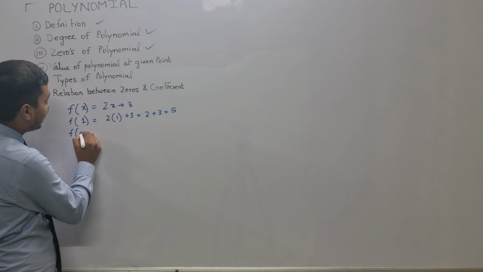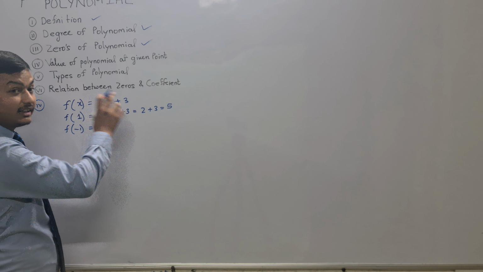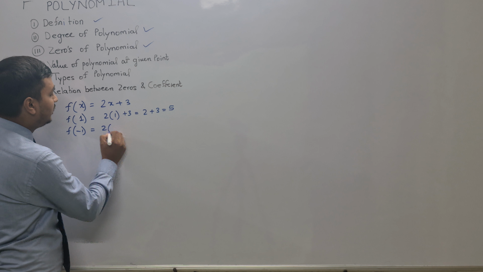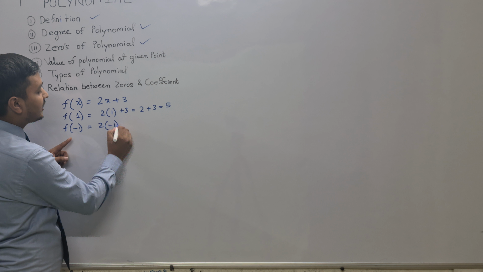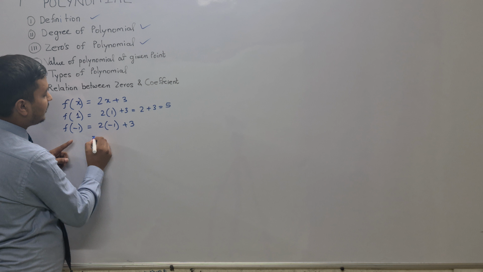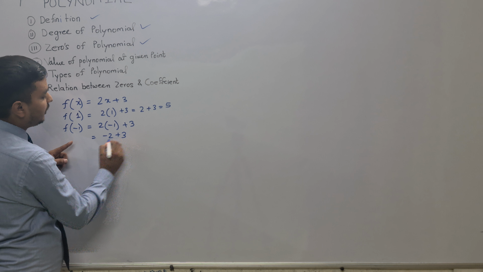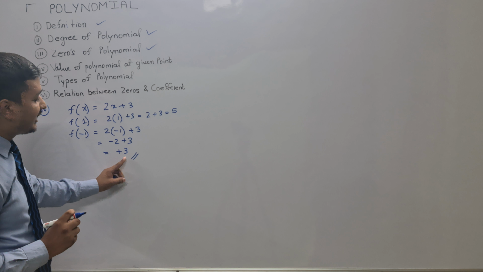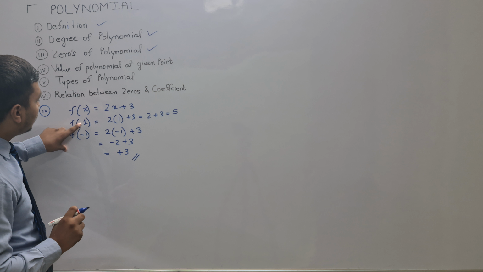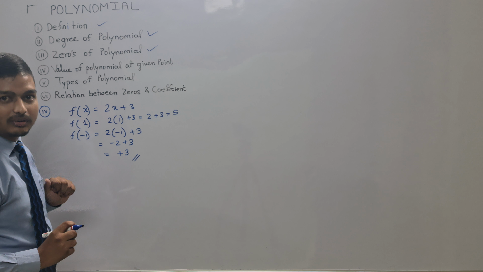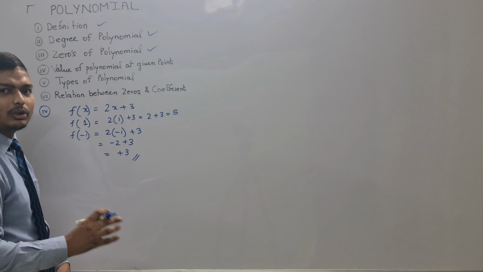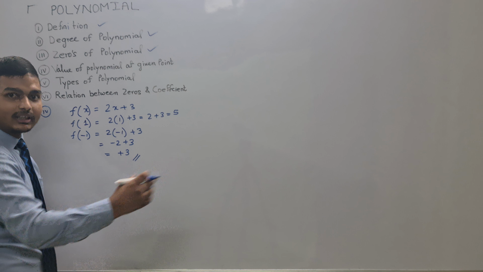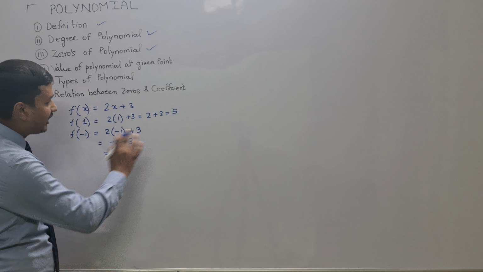Similarly, suppose they provide minus 1, or any negative number. Then our function will remain the same. In place of x, I write minus 1: 2 into minus 1 is minus 2, plus 3. What will be the answer? Plus 1. So at the given point minus 1, I am getting the answer 1. If at the given value 1, I get 5. So the value will be given to you and you need to simply substitute. It's not limited to that. There could even be squared terms like that also, and you should be familiar with that.